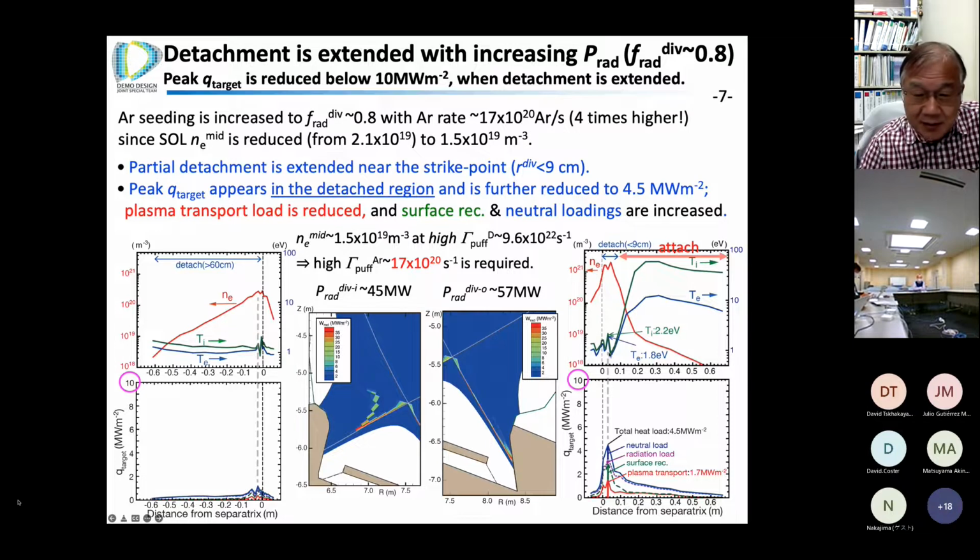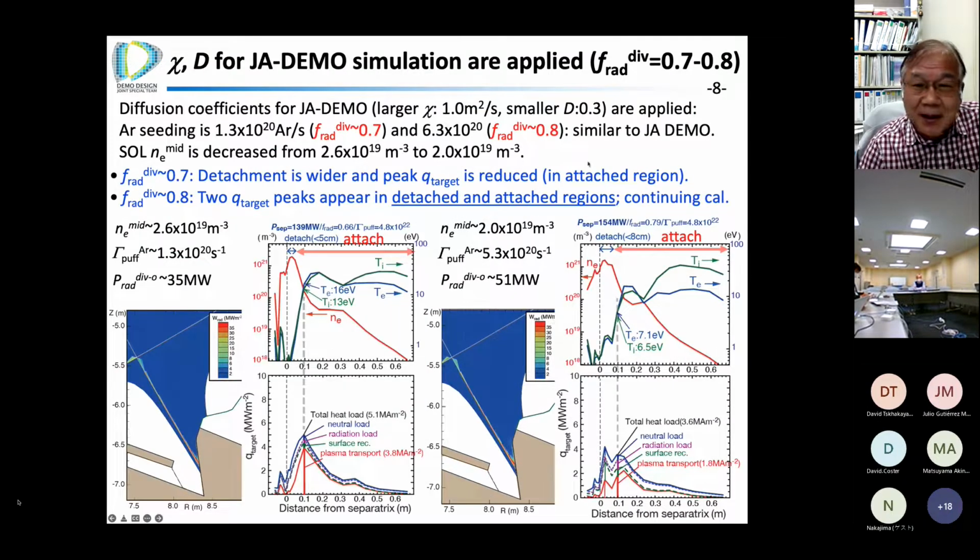This slide shows the larger diffusion case. This is similar to the ITER simulations and also the Japanese DEMO case. We use this one. This example shows the 70% radiation case, and this is the 80% radiation case. This is the case of the higher diffusion coefficient. You can see that the temperature increases more gradually, and the detachment is there even at 70% radiation.